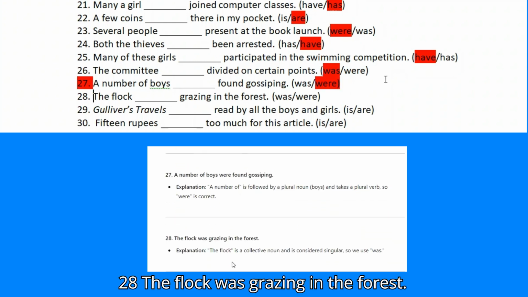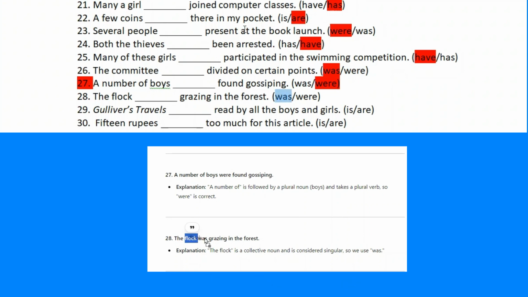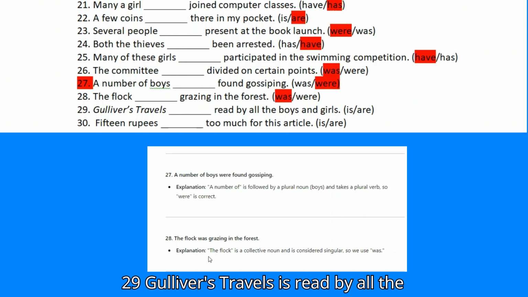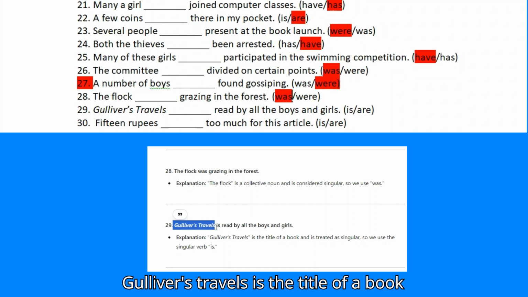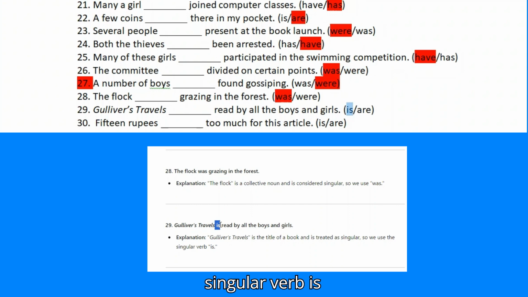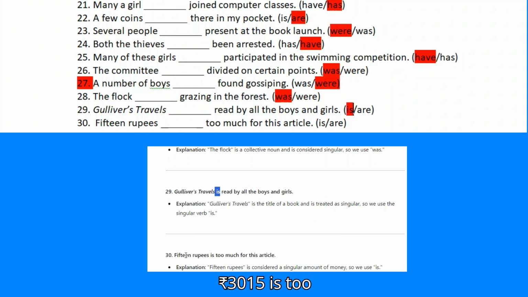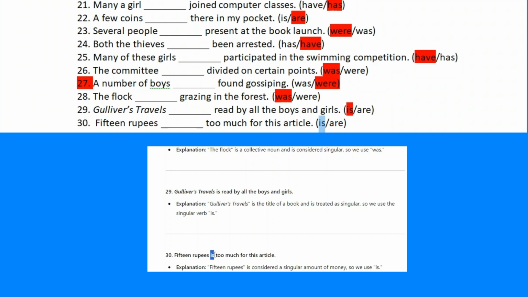28. The flock was grazing in the forest. The flock is a collective noun and is considered singular, so we use was. 29. Gulliver's Travels is read by all the boys and girls. Explanation. Gulliver's Travels is the title of a book and is treated as singular, so we use the singular verb is. 30. 15 rupees is too much for this article. 15 rupees is considered a singular amount of money, so we use is.